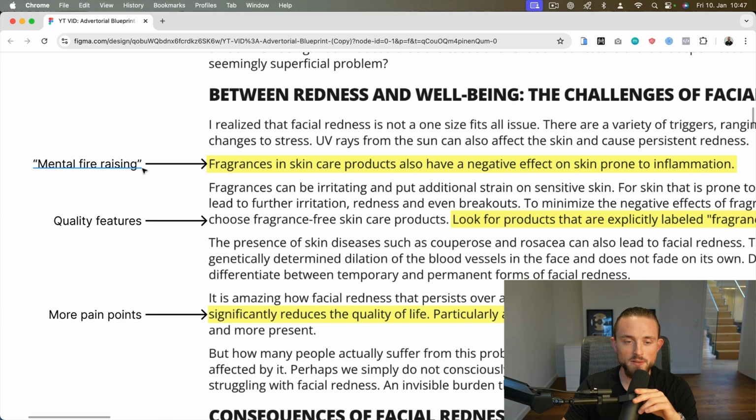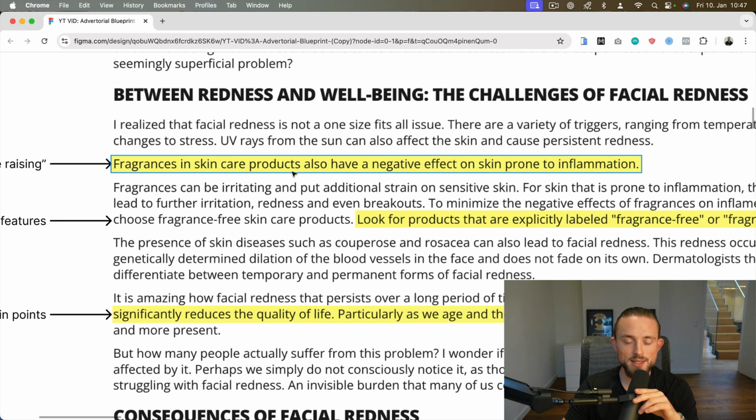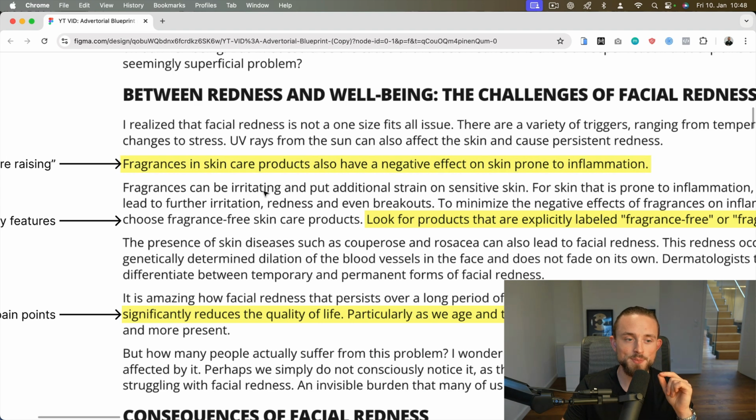Then we start a mental file raising, right? So fragrances and skincare products also have a negative effect on skin prone to inflammation. So we directly, we subtly tell them, hey, if you don't watch out what skincare products you buy, this can have a really negative effect on your skin.